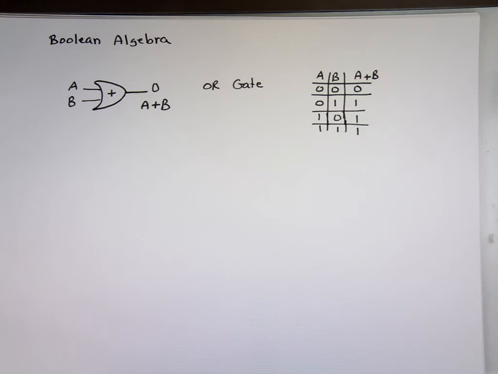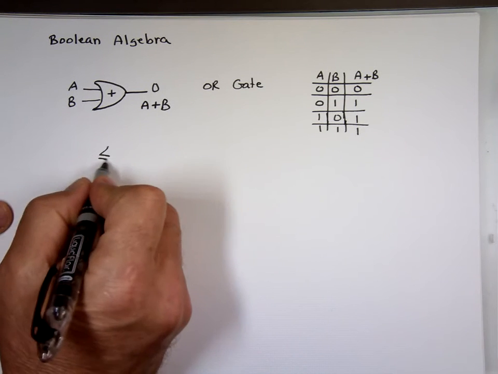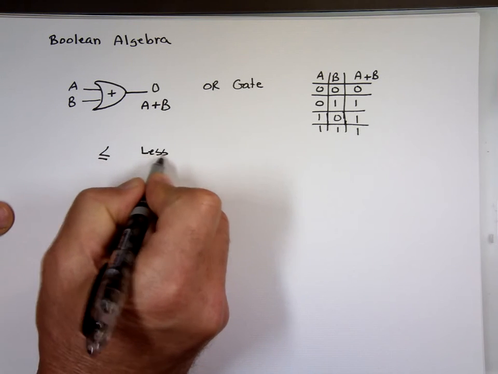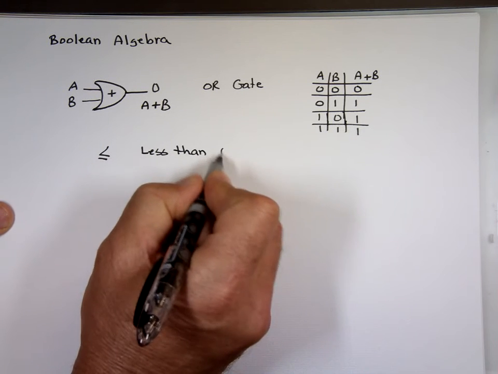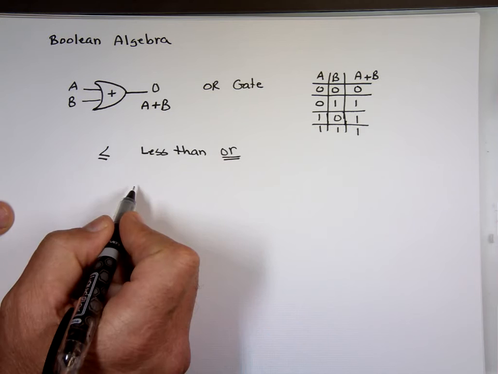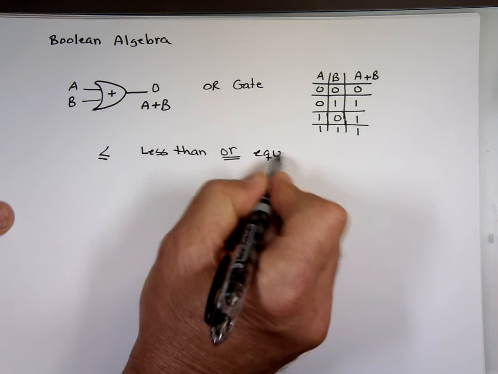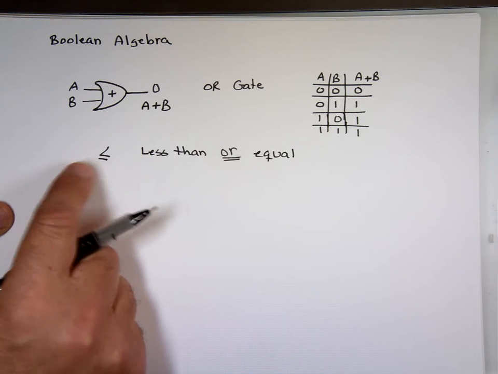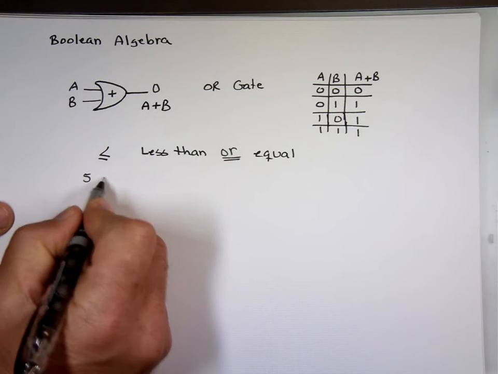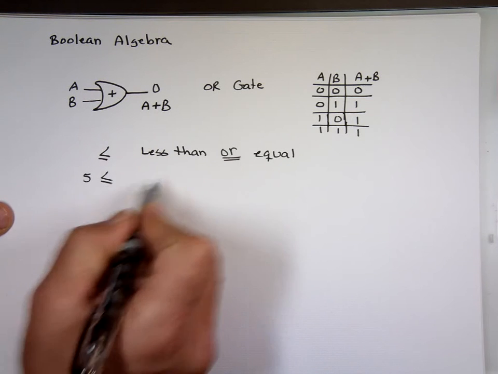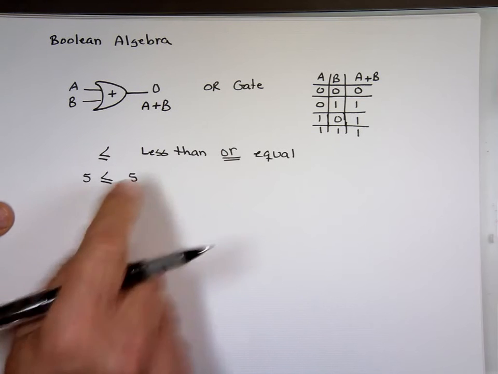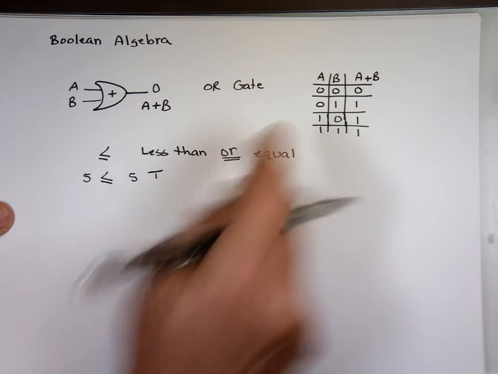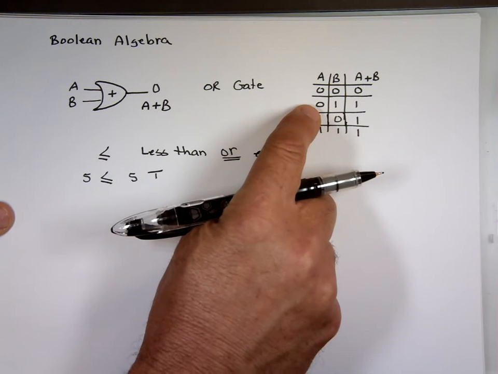Basically, remember when we had this sign, we said that's equal to what? Less than or equal. So as long as you satisfy one of the conditions, that statement is true. So if I said to you, is 5 less than or equal to 5? It satisfies the equal, it doesn't satisfy the less than, but that's still a true statement. So 1 here really means true, and 0 means false.